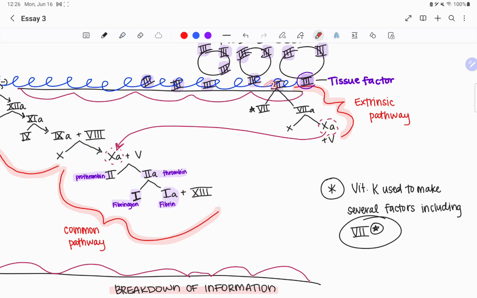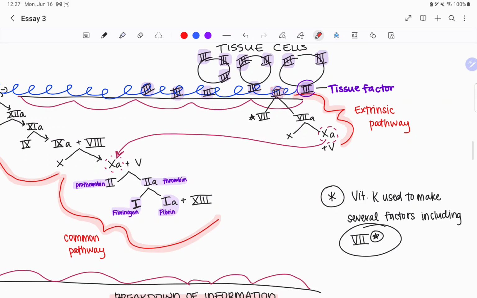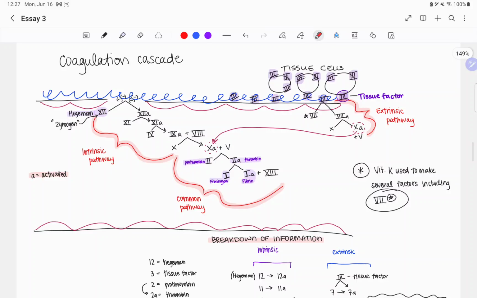So the extrinsic pathway is we have this factor 7, and it's coming up into here, and we have these cells up here that have factor 3, which is called the tissue factor. Okay, and so there's also some here in the collagen, but this factor 7 will interact with factor 3 and become 7A. And when it becomes 7A, then we have factor 10 come interact with 7A and become 10A plus 5. Okay, and then at that point, we become the common pathway, or we turn into the common pathway.